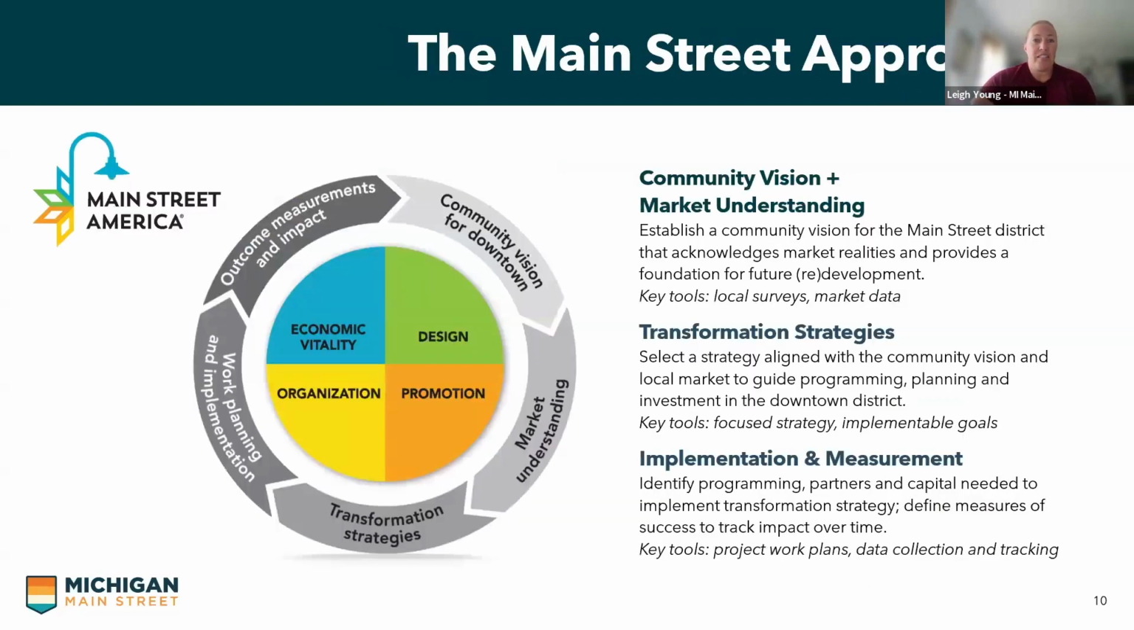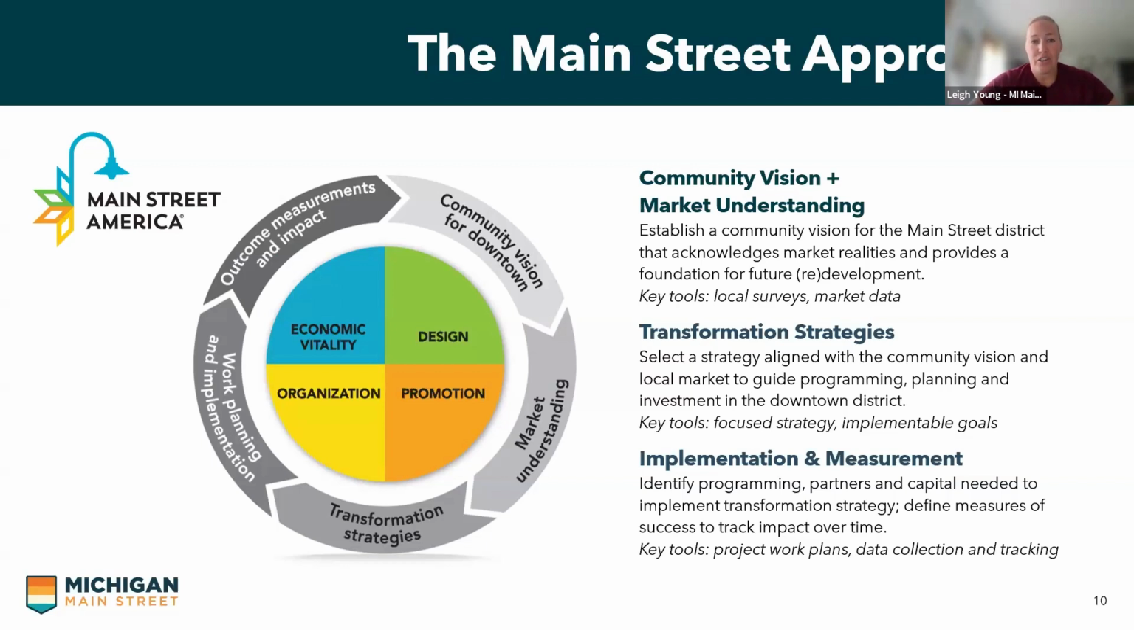So the Main Street approach consists of three integrated components. First and foremost, we work with the community to establish a vision for their Main Street district. We also then work with them on providing market data so that they can understand the market realities within their district. This provides a foundation for future redevelopment. Once the community understands the community's vision and the market realities, we then work with them on selecting a transformation strategy, which is really just a fancy way to say an economic development strategy that's going to guide their programming, planning, and investment within their downtown district.